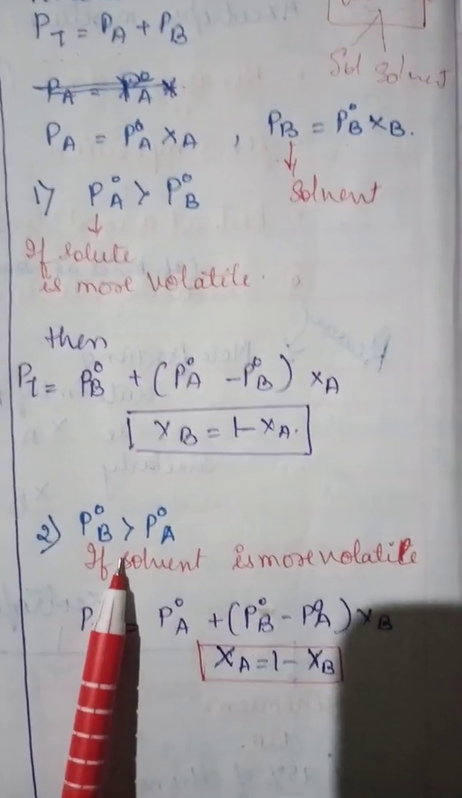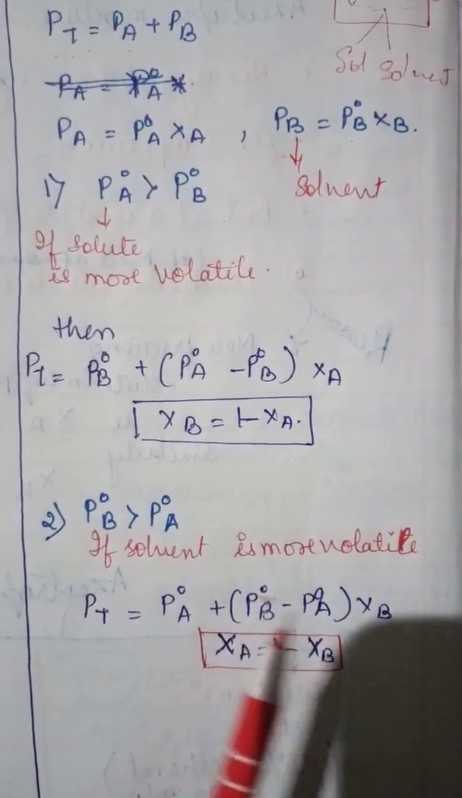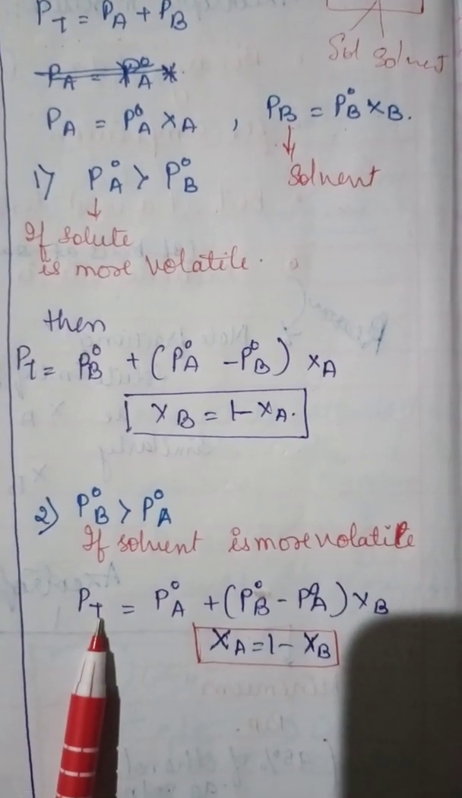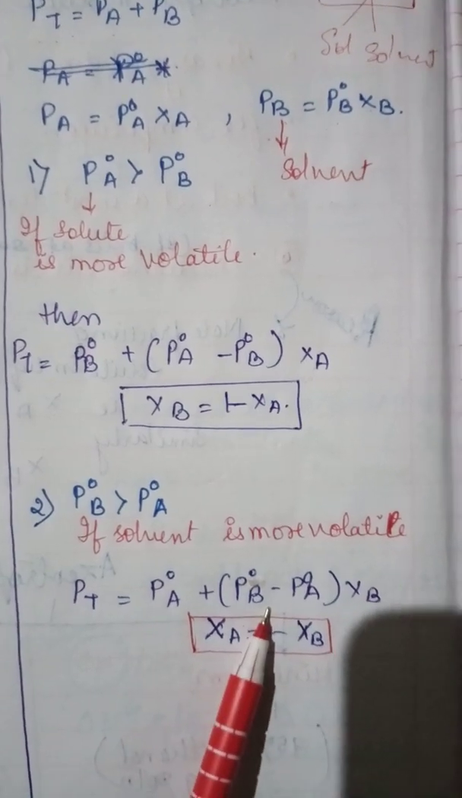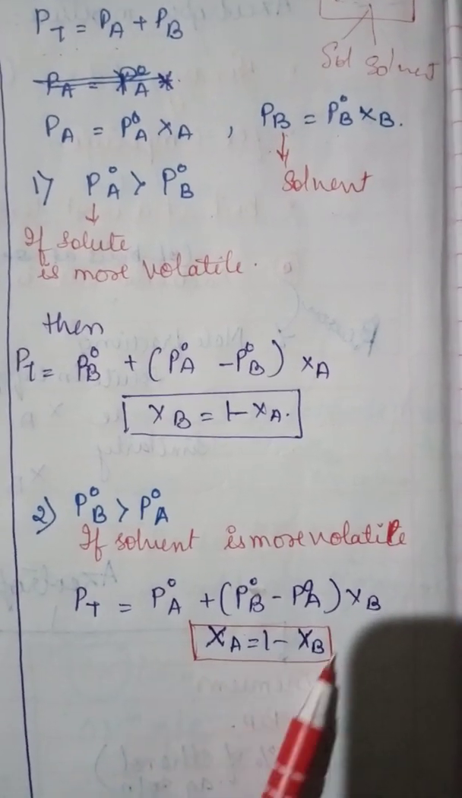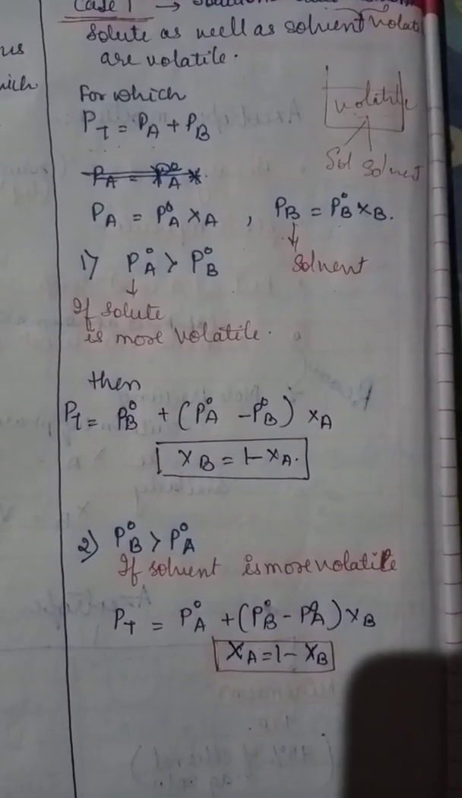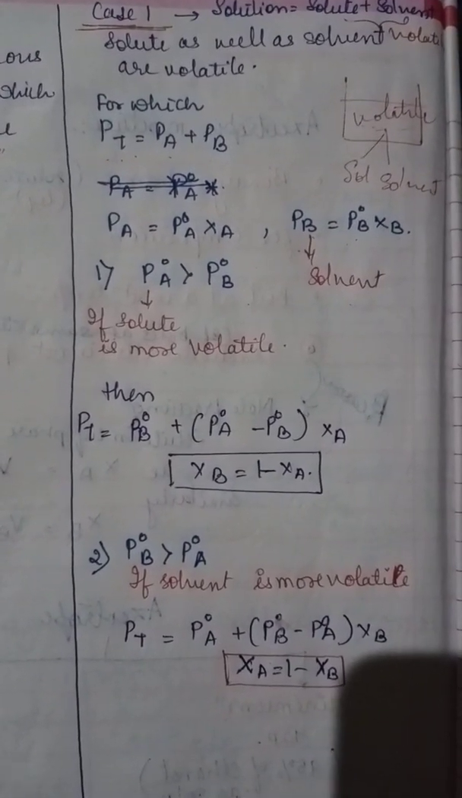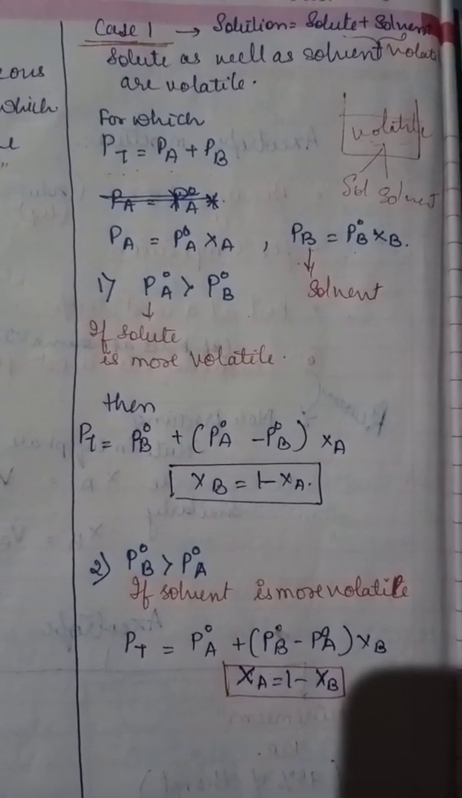Now the second condition is when the solvent is more volatile than the solute. What will happen? The total vapor pressure is equal to the pure vapor pressure of A plus the pure vapor pressure of B minus the pure vapor pressure of A into XB. Are you getting? We have already seen this according to Raoult's law, the first case. I hope you have understood till here. Now the second case I will send you in the next video. I hope you have no doubt. If you have any doubt, then please message me.